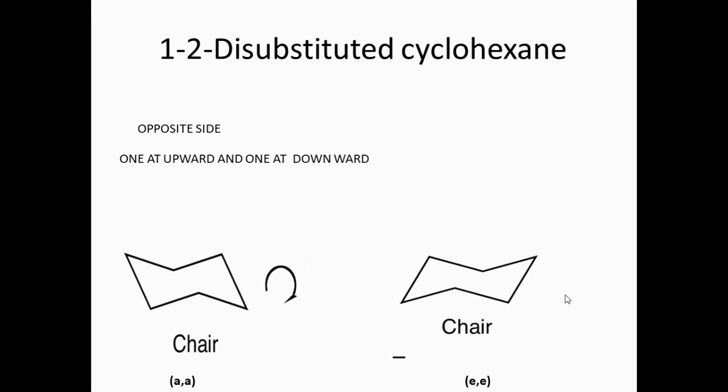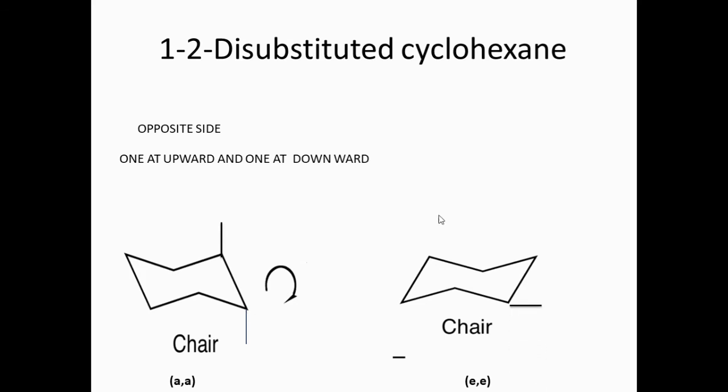Now the trans form: one substituent in the upward direction and one in the downward direction. In the first place, axial is the upper bond, and in the second place, if this is the second carbon atom, the axial is in the downward direction. So both are in different directions, on different sides, so this is trans. That means both substituents are axial: one position axial and the second position also axial. Then it is trans.